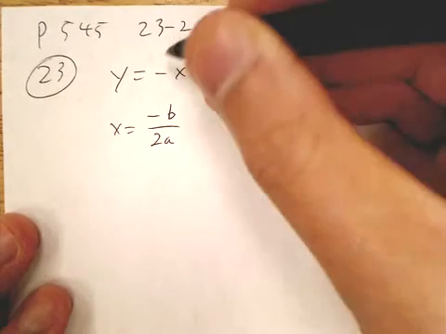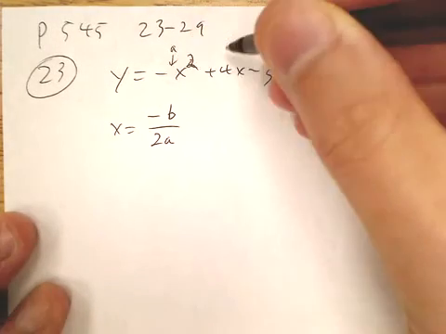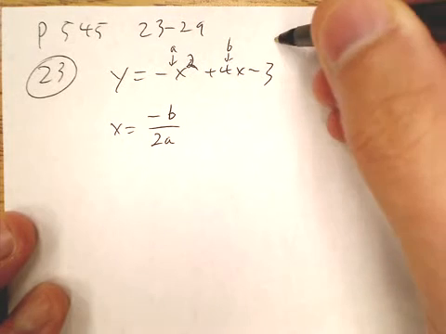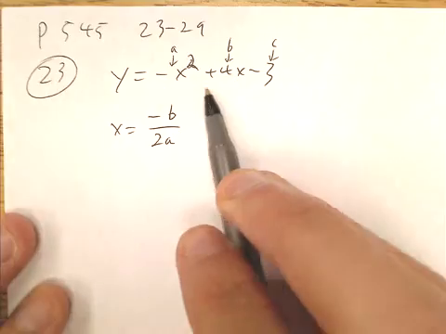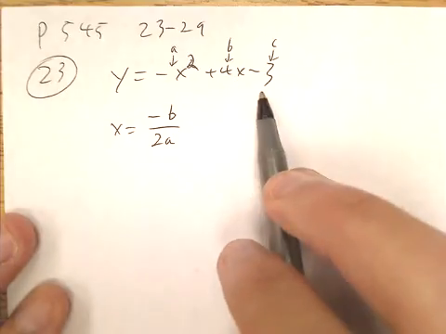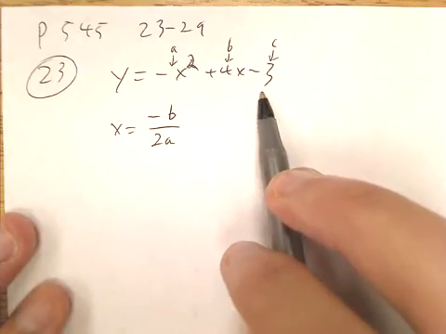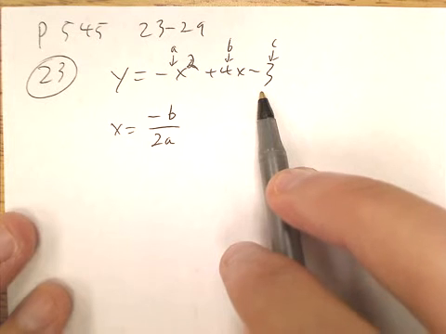Now we have a, b, and c. A is the number in front of the x squared. B is the number in front of the x. C is the number at the end. So a is negative 1, b is 4, and c is negative 3. These are really important. We've used them before. We will use them again with other formulas we'll have.